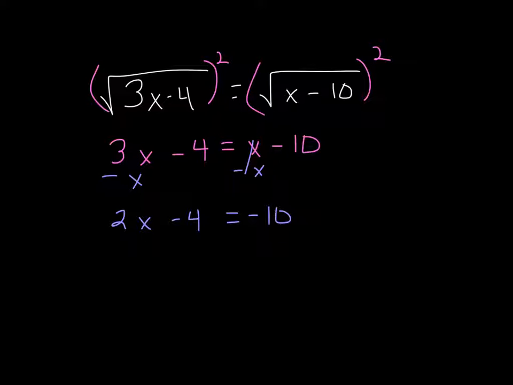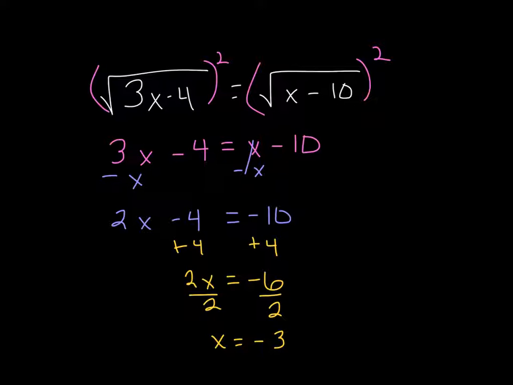Now we'll do inverse operations. So add 4 to each side. We do have a negative here now, but that's okay because we don't have a radical anymore. Your answer can be negative. You just can't have a radical equal to a negative.